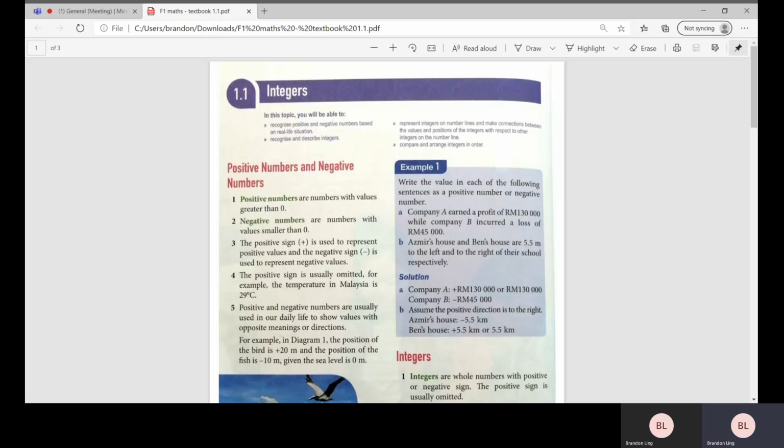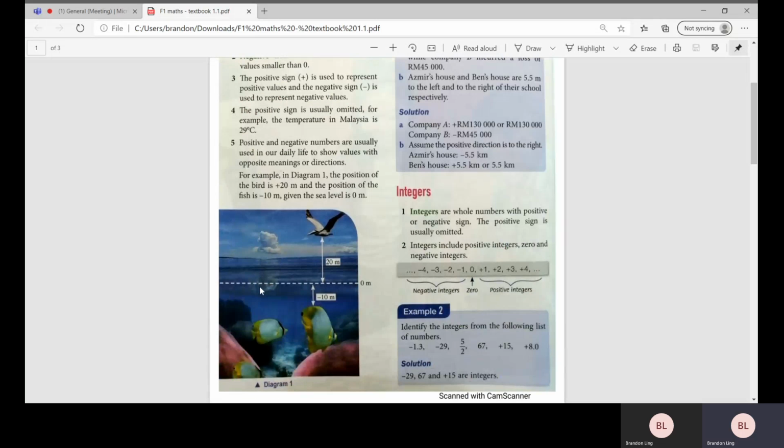Negative numbers means numbers with values smaller than 0. So it can be -1, -2, -3. The positive sign is used to represent positive values and the negative sign is used to represent a negative value. Okay, so when do we actually use positive and negative?